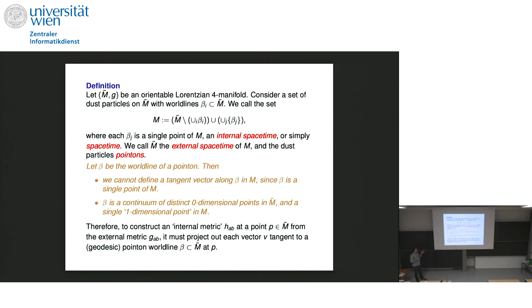So therefore, to construct an internal metric, we'll call it h, at a point P in M tilde from the external metric g, it must project out each vector v tangent to a geodesic point on world line beta at P. Also, please stop me if there's confusion. It is a little bit odd at first, but it'd be better for me to make things more clear than to get to the end of my slides. So if there are questions, please stop me.